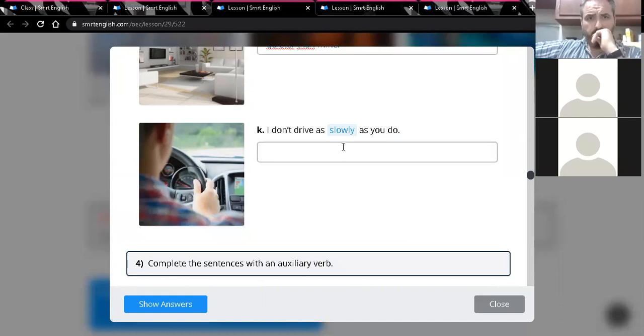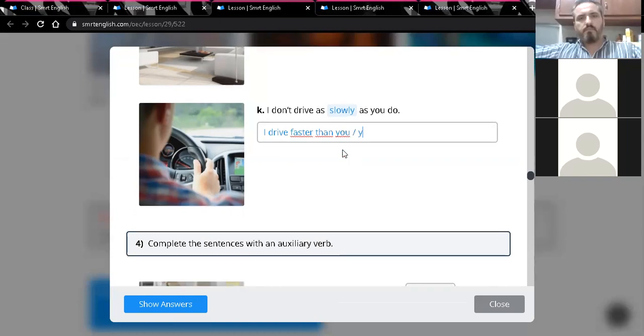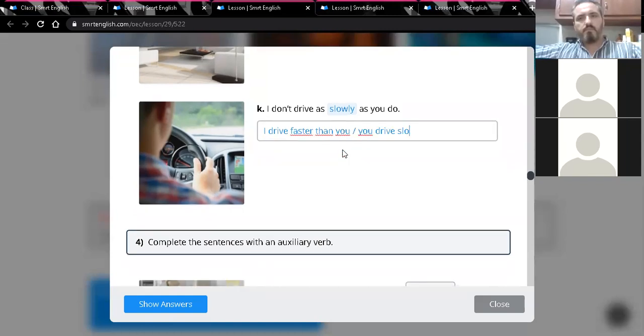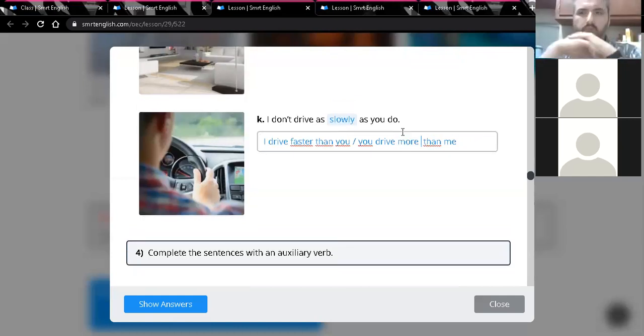Okay, I don't drive as slowly as you do. What is the opposite of slow? Slowly in this case? Fast. Fast, very good. So, I drive faster than you. Very good. I drive faster than you, or you drive slower than me. Or more slowly. This is not "more slow," it doesn't make sense. More slowly.